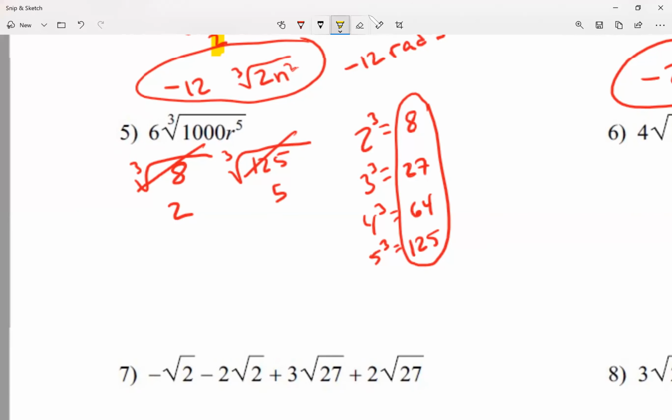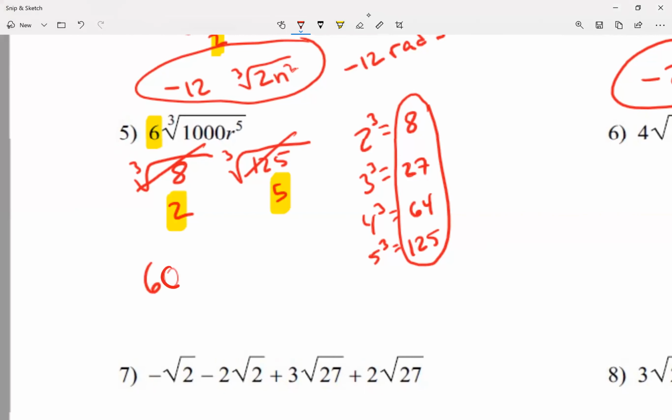I'm just going to multiply the 6 that was outside to begin with, this 2, with this 5. I'm going to go 6 times 2 times 5. And I know that's 60. So number-wise, I have 60. Inside my radical, I don't have any more numbers because my radicals cancel out.